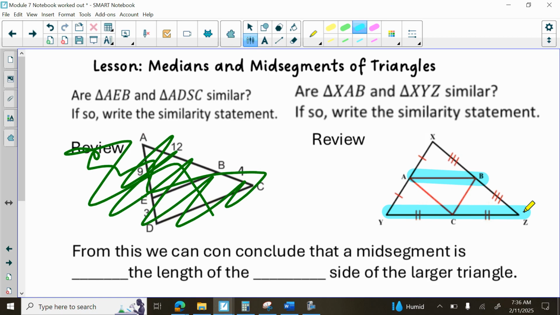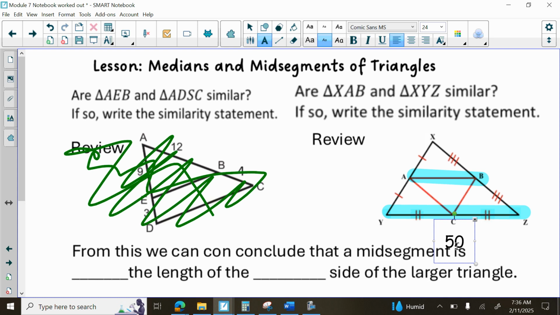You understand? So that means that if YZ measures 50, what does AB measure? 25. Any questions?